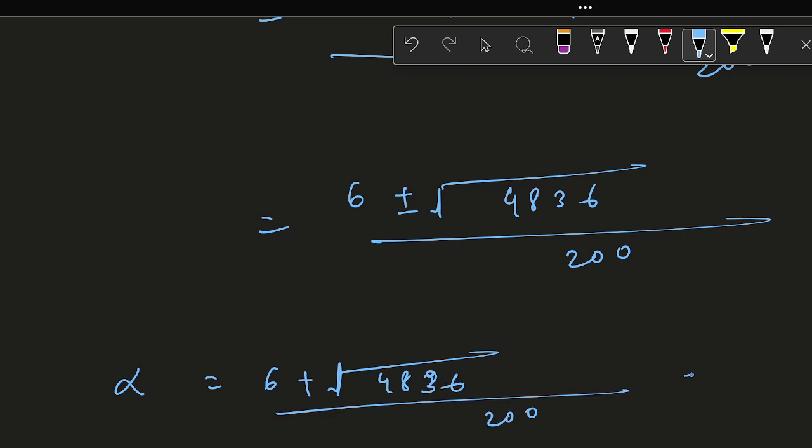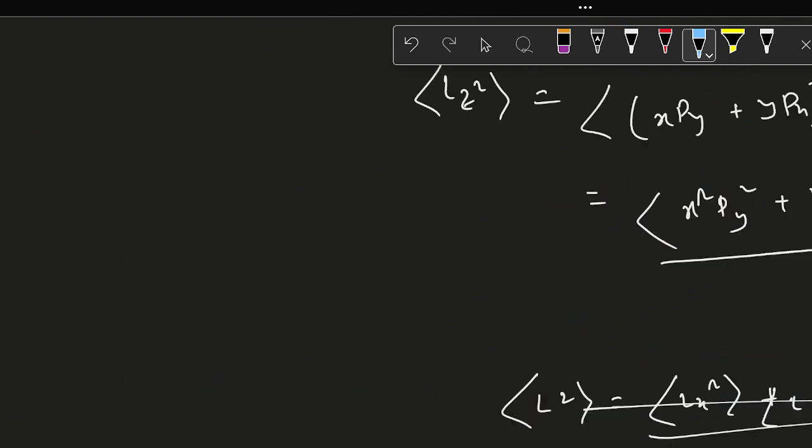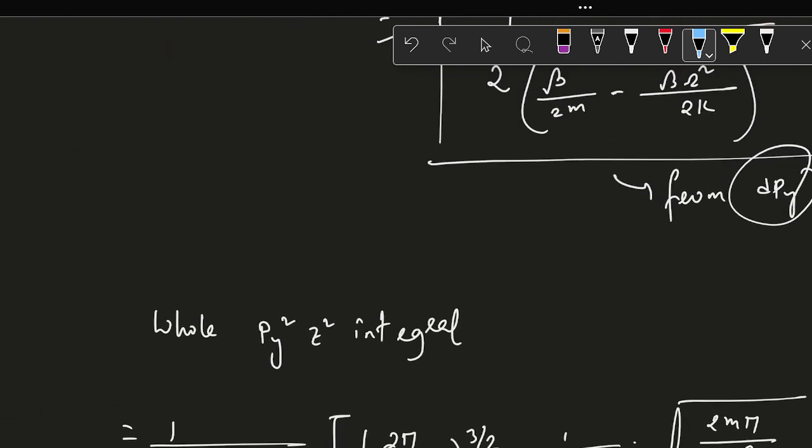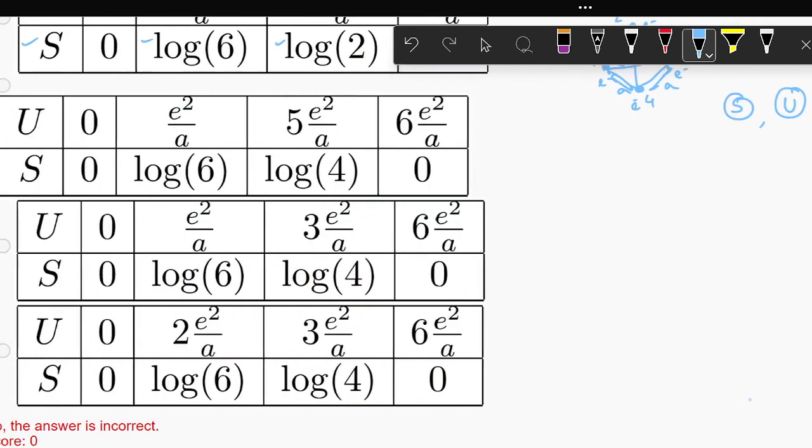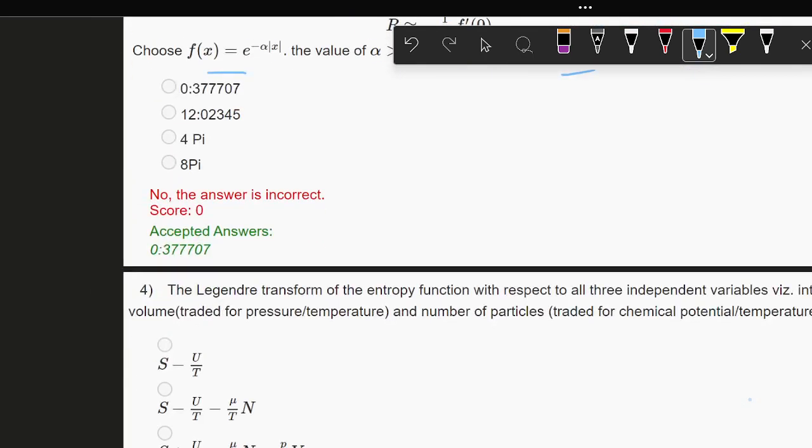If you calculate the square root, you will get that this is almost 6 plus 69.5413 divided by 200. Just use your calculator, and this is almost equal to 0.37707. If you look at the question, you will see that this is your solution. This is matching. So we have solved question number 3 also, and now we are only left with question number 4. So question number 3 matches with our solution, right?